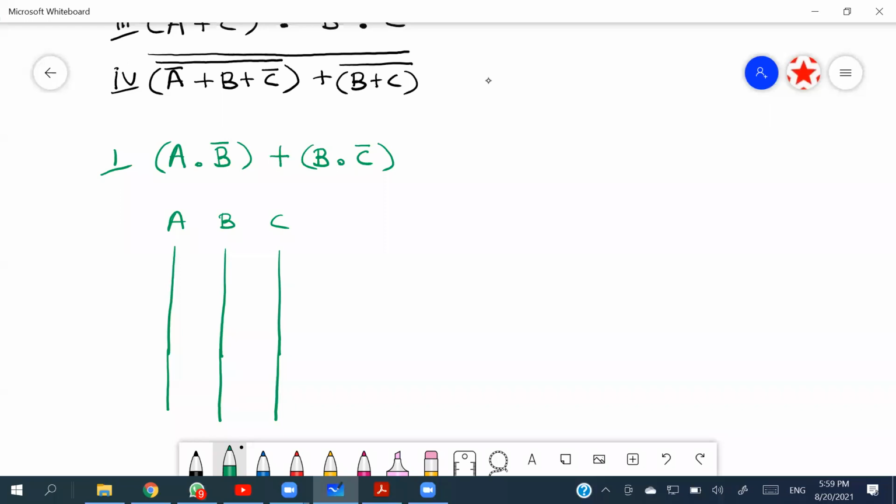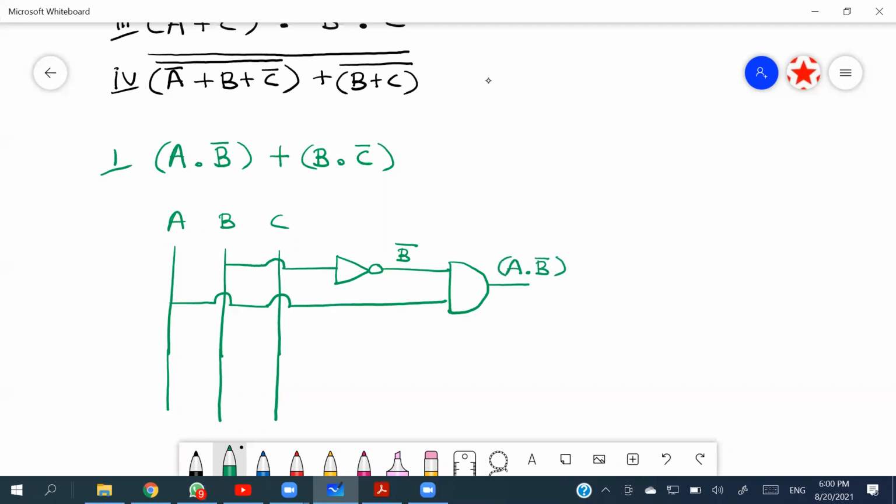I'm going to take a line from B first, so I can create B bar from that. So this creates B bar. Then I'm taking a line from A and sending it through an AND gate, right? So it's going to give me A dot B bar. So my first bracket is done.